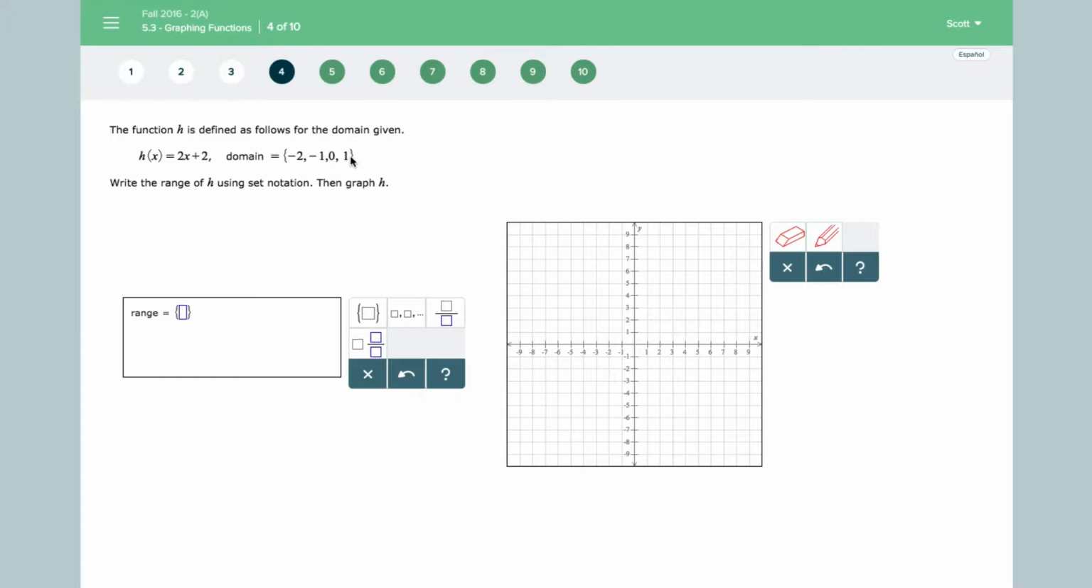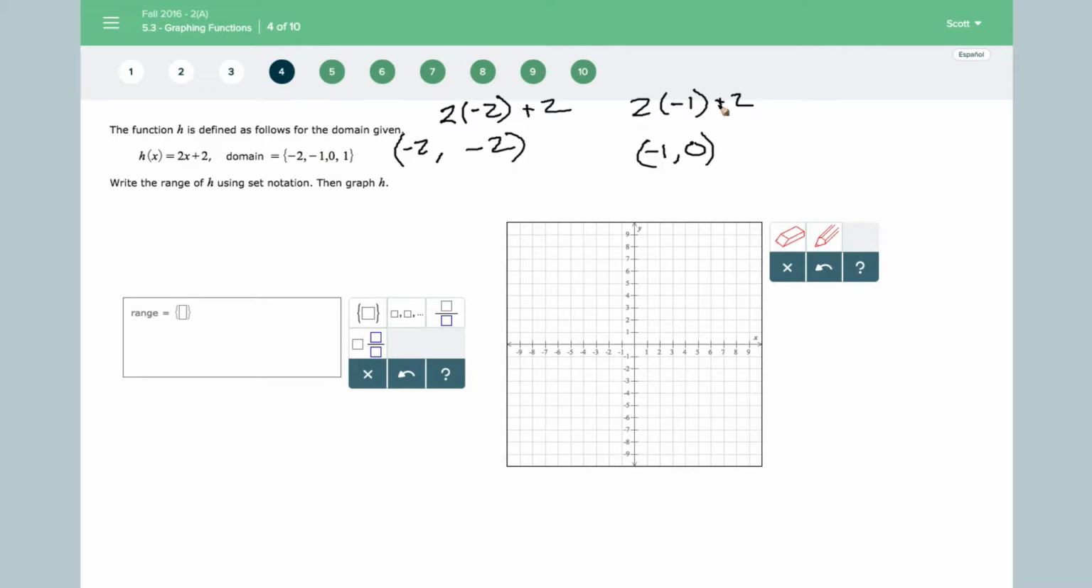So when x is -2, we're going to plug that in. 2 times -2 is -4. -4 plus 2 is -2. So when x is -2, y is -2. We do the same thing for -1. 2 times -1 plus 2. So we get -1, comma, and 2 times -1 is -2. -2 plus 2 is 0. So there's my other point.